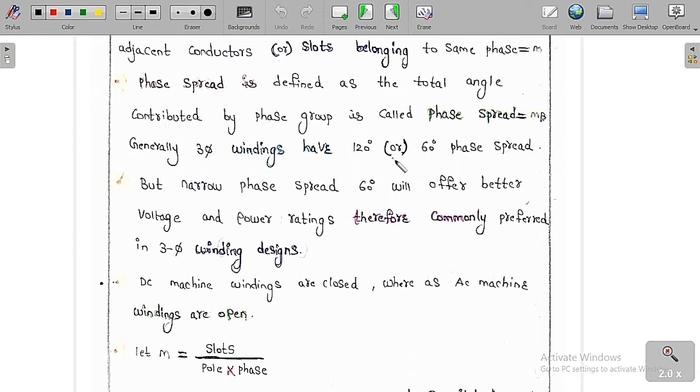I have already told this important point. Phase spread is defined as the total angle contributed by the phase group, which is equal to m into beta. Generally three phase windings have 120 degree or 60 degree phase spread. 60 degree is called the narrow phase spread and 120 degree is called the wide phase spread.